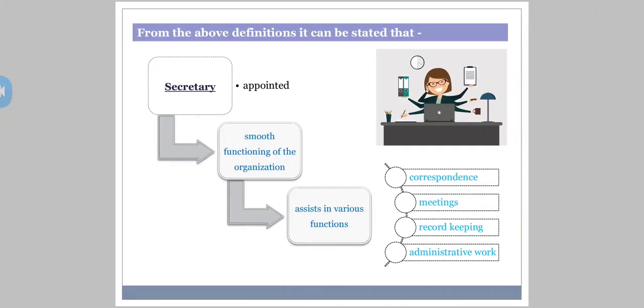So from all the above three definitions, we come to the conclusion: who is a secretary? If someone asks you who is a secretary, all you are going to say is that a secretary is appointed. Why do you appoint another person? That is for smooth functioning of the organization and to help in various functions, that is correspondence, doing the writing work, conducting meetings, record keeping, maintaining the secrets and other administrative and maintenance work in an organization.